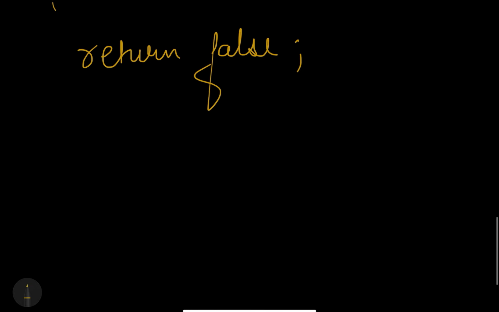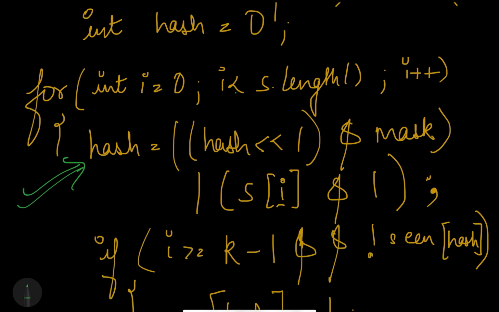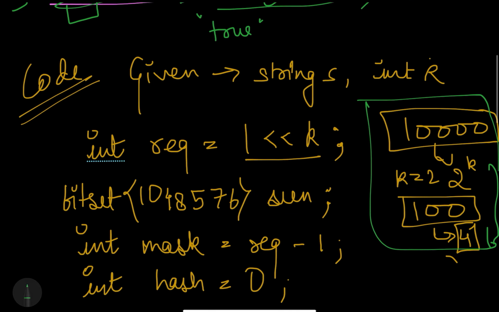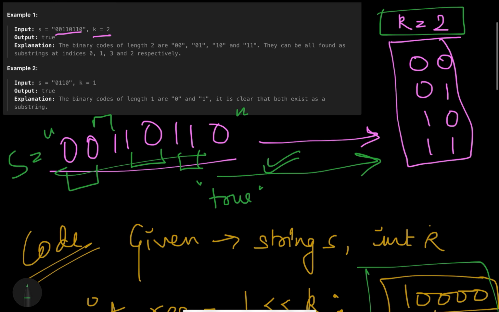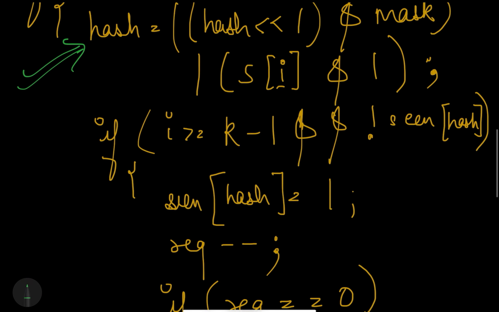That's it. So this was our core logic, what we have done over here. Let's take an example and see what we have done. Suppose our given example was this, s is equal to this binary string and our k is equal to 2. So what we have done is we have checked if all the possible required number of binary strings are present as substrings in our original given binary string. That's what we have done over here.